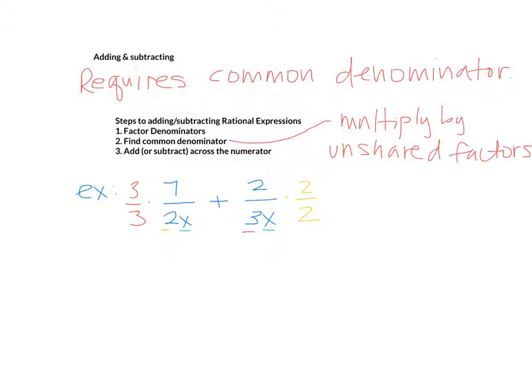Okay, so let's see what we end up with. In the numerator of the first one, 3 times 7, we get 21, over 3 times 2x, and that gives us 6x. And the other rational expression, 2 times 2, we get 4 in the numerator, and 3x times 2, we get 6x. So we ended up with what we wanted, the common denominator. So kind of our work on the denominator is done. It's 6x. And now we do step 3 in the list of steps up there, and we end up adding 21 plus 4, and we get 25.